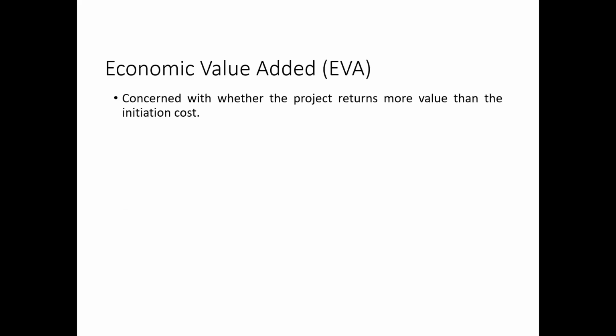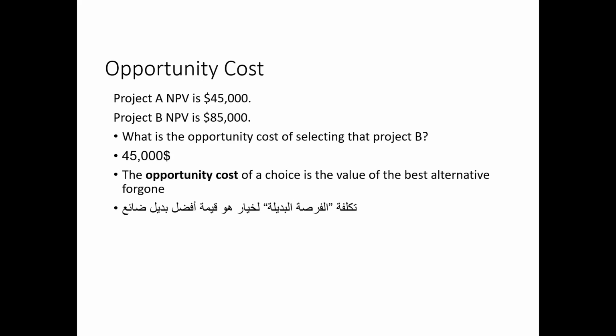Economic value added is concerned with whether the project returns more value than the initiation cost. So it is called economic value added. Project A net present value is 45,000, project B net present value is 85,000. What is the opportunity cost of selecting project B? It is 45,000, right? The opportunity cost is 45,000.